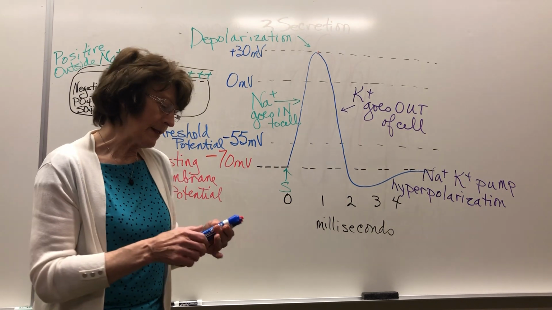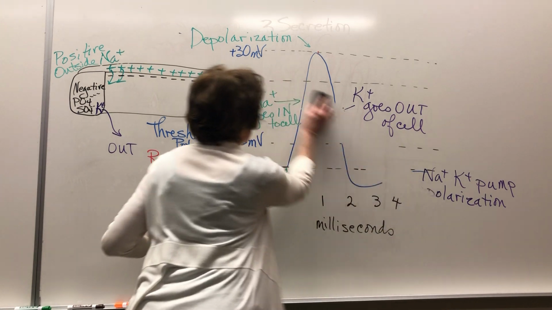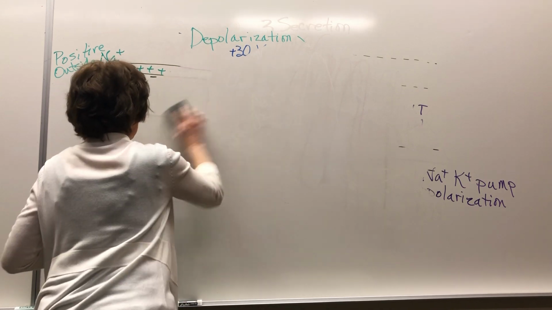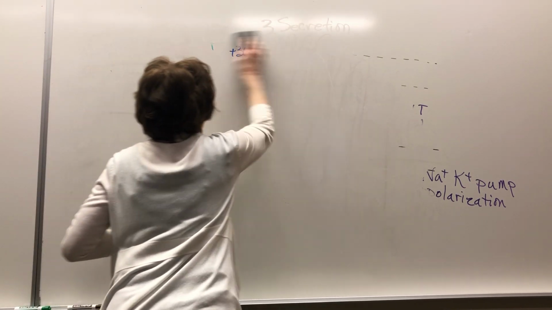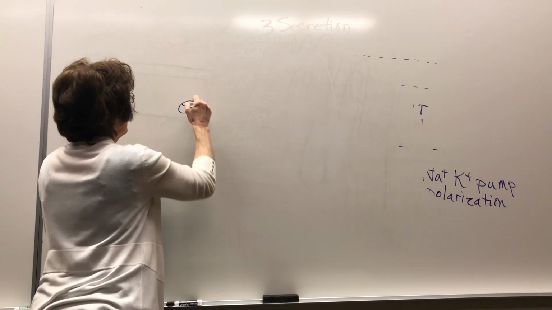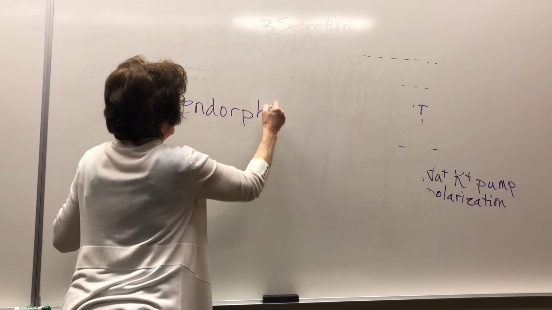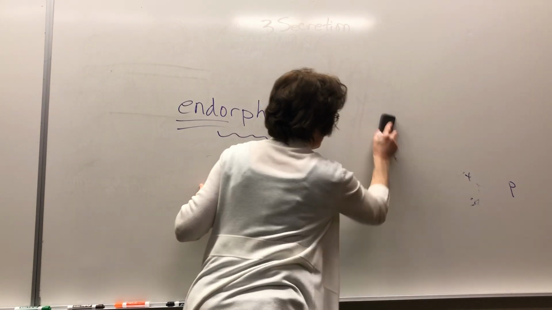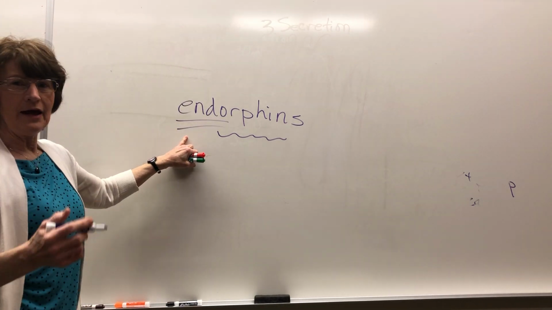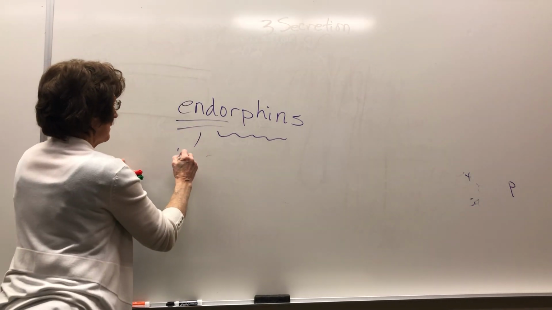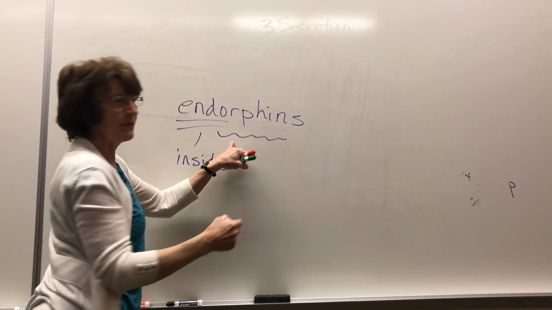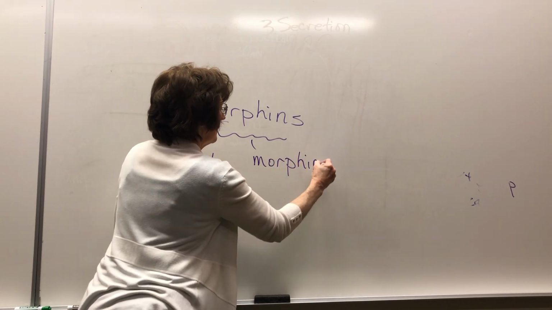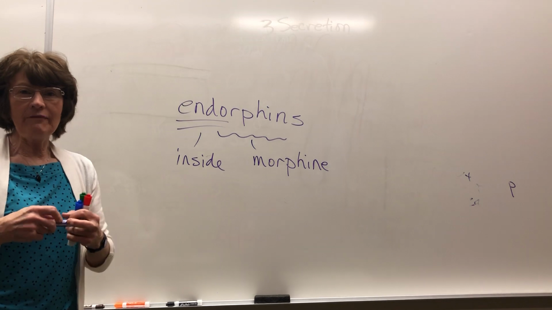The next one, endorphins. Now for endorphins, I'm just going to put this word here. Now as you look at this, you can see the endo. Endo means inside. But I want you to look at this part, and this is from this. So what are endorphins? It's like having morphine inside us.